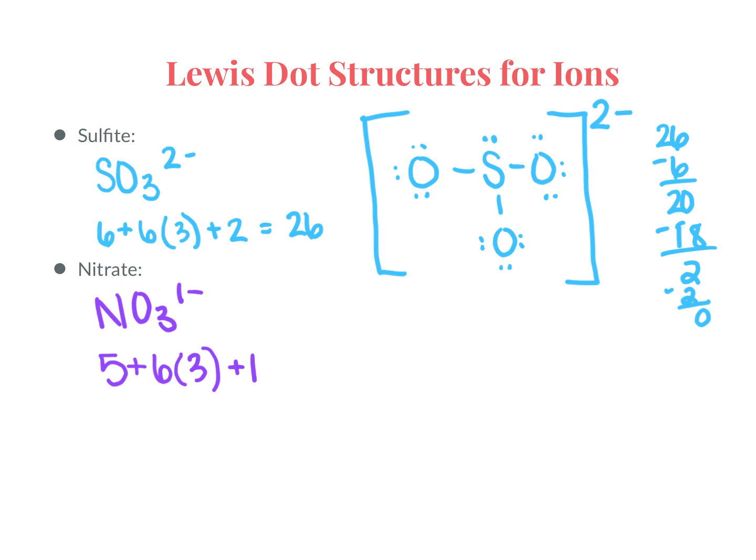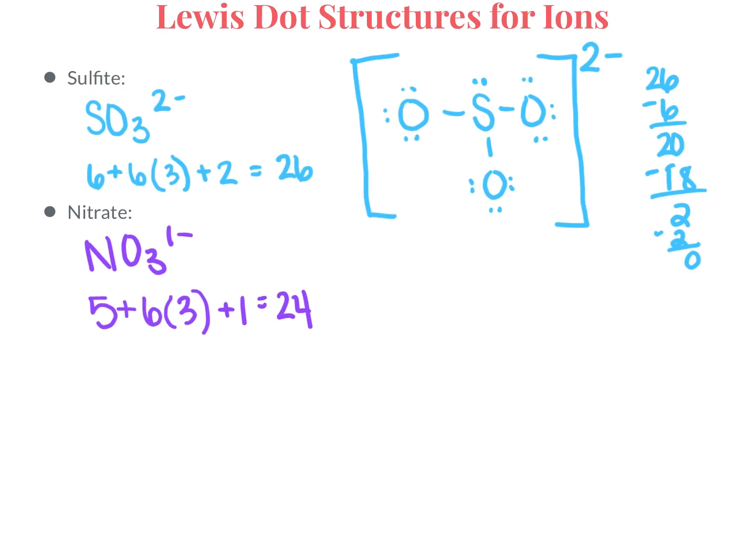So how many total for nitrate? 24. Now we're going to draw the atoms. Which atom goes in the middle? N. We'll place the O's on the outside. And then we'll tally off to the side. So we started with 24. How many have we used in the single bonds? 6: 2, 4, 6. So how many left?